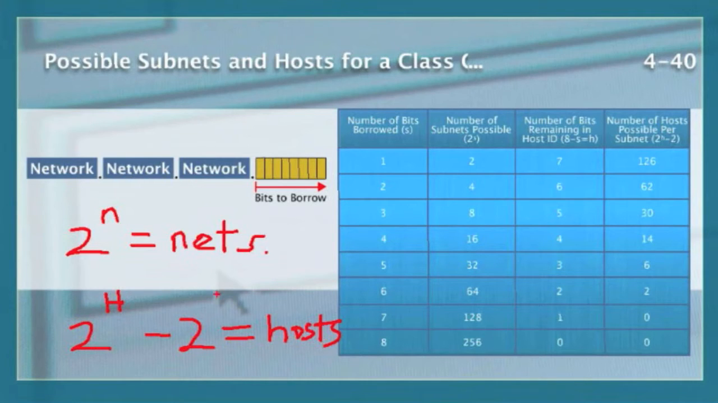Why do we subtract 2? Because we can't have a host address that is all zeros, and we can't have one that is all ones. And we talked about that earlier in the course as well. One identified the network itself, the other identified a broadcast.